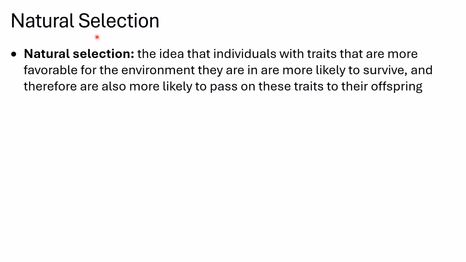But what exactly does natural selection mean? Natural selection is the idea that individuals with traits that are more favorable for the environment they are in are more likely to survive, and therefore also more likely to reproduce and pass on their traits to offspring.